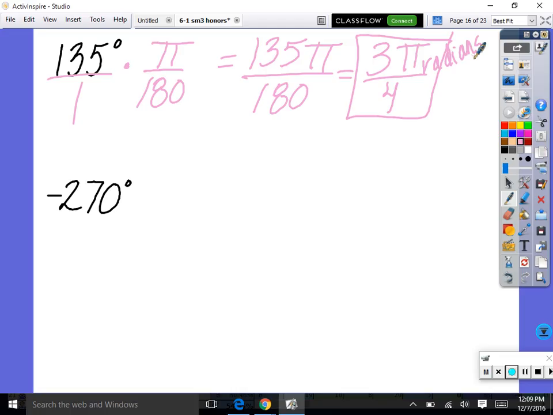Okay, negative 270 degrees, what's that in radians? So we'd multiply by pi over 180. You're literally just going to take negative 270 divided by 180, and you hit it in your calculator. Math, enter, negative 3 halves. So that's negative 3 pi halves radians.